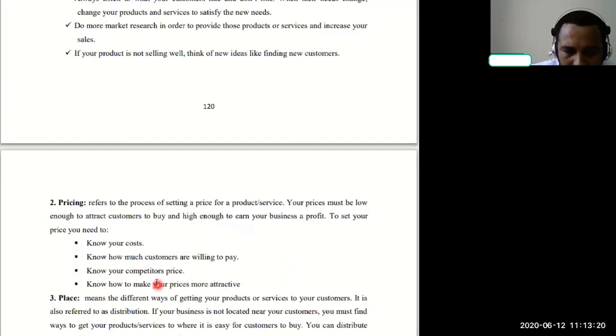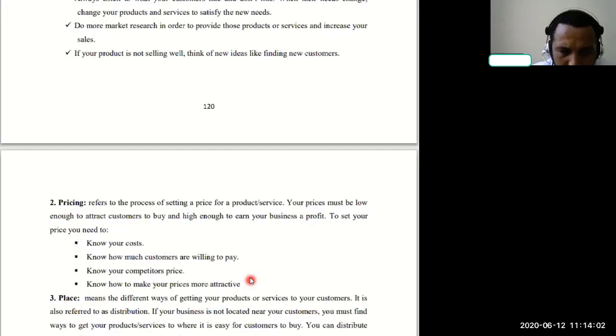Once you understand the cost, know how much customers are willing to pay. You have to know the capability of the customer for that product. If you understand how much your customer is capable of paying for that product, you can set a comparative price. Or sometimes understanding the customer's paying ability and the cost of your product is not enough.